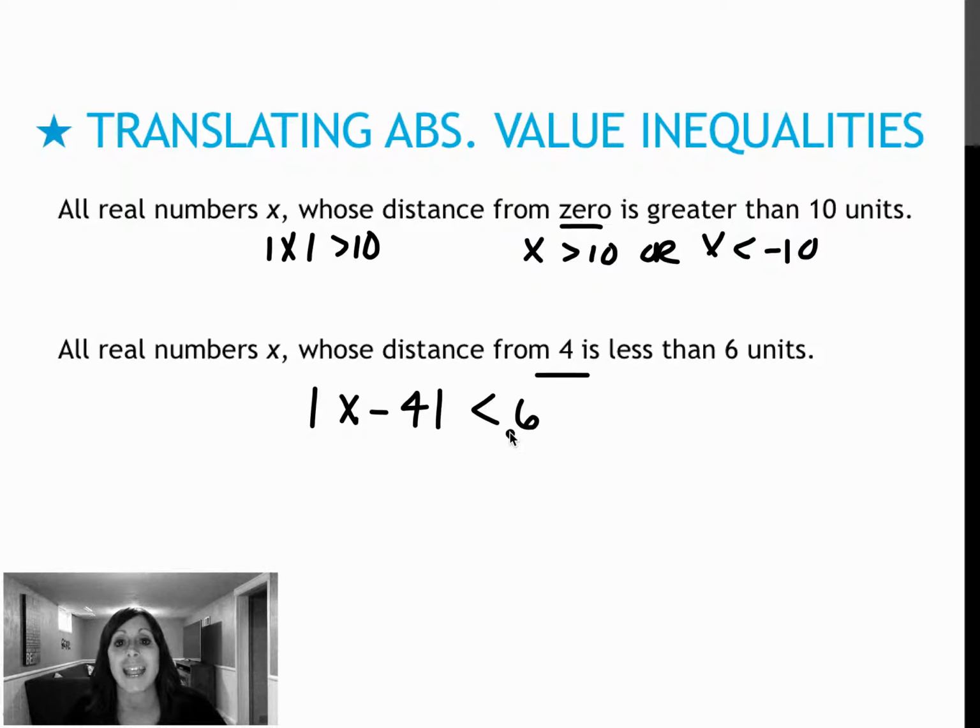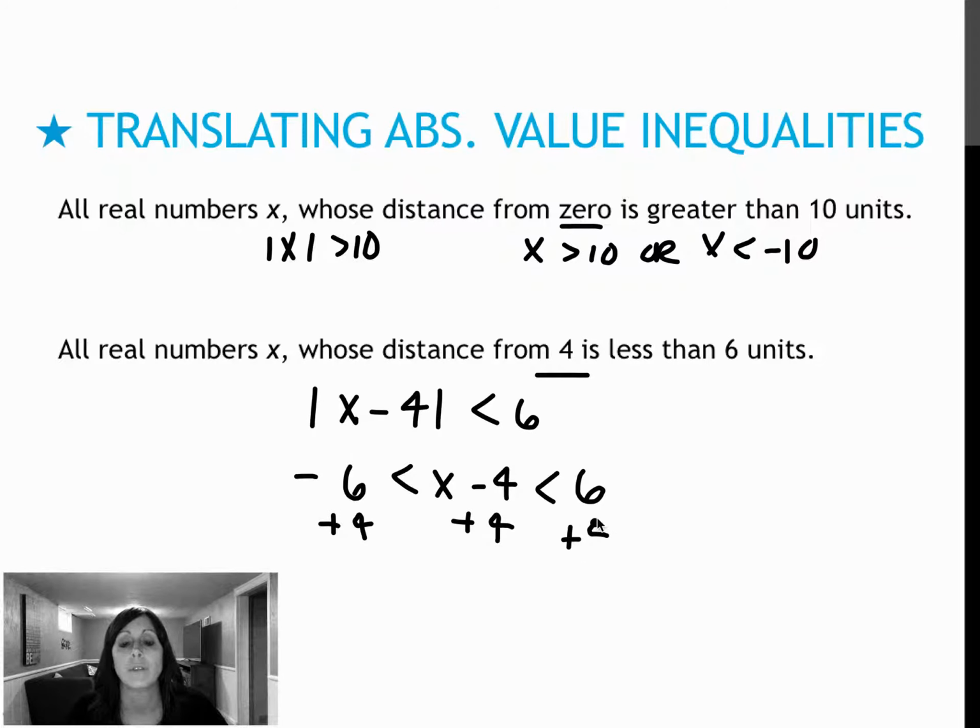This is a less than question, so I'm going to write that as negative 6 is less than x minus 4 is less than positive 6. To solve, I will add 4, to get negative 2 is less than x is less than 10. So to answer the question, the real numbers whose distance from 4 is less than 6 units would be the numbers between.